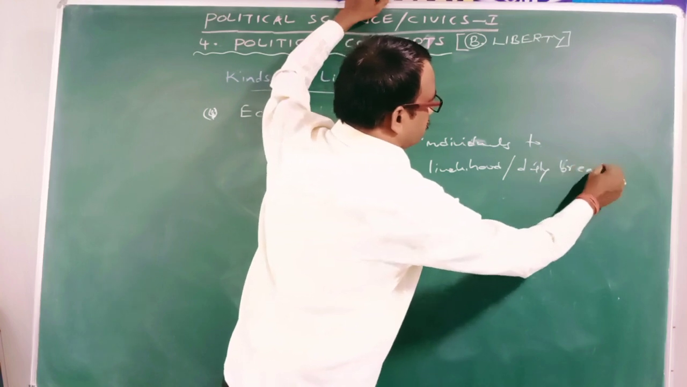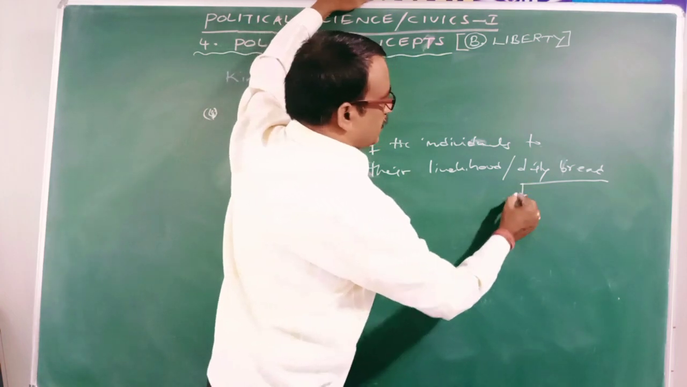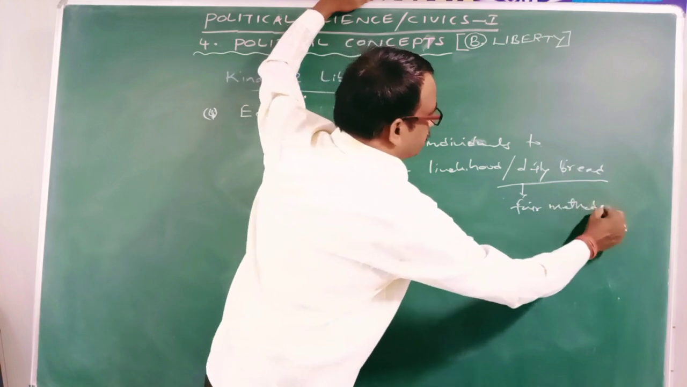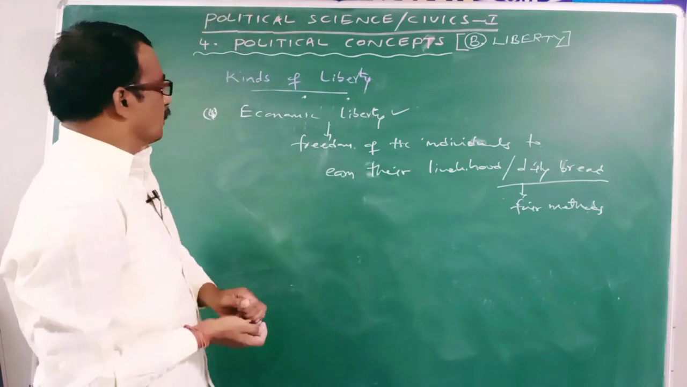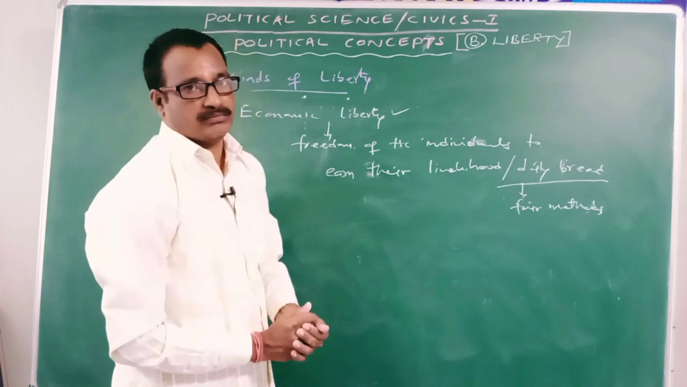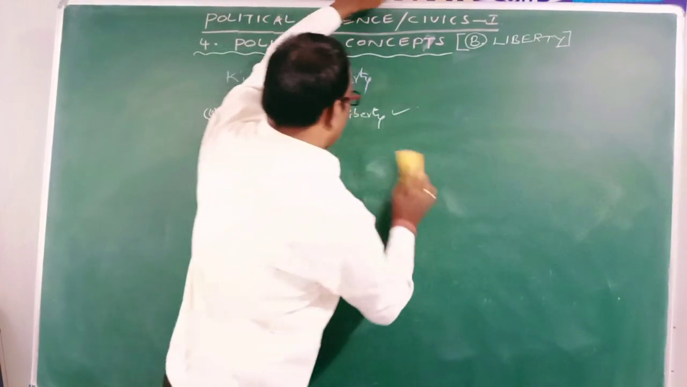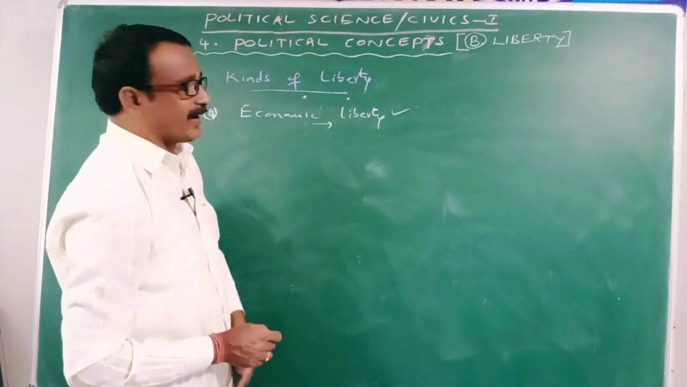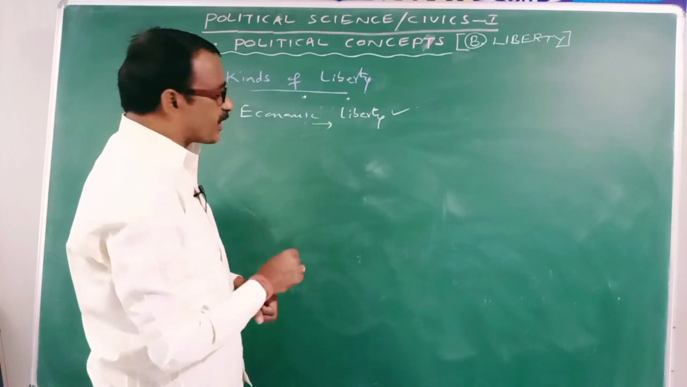Daily bread means food. By which methods? By legal methods or fair methods. Then only it is called an economic liberty. Economic liberty means the freedom of the individuals to earn their livelihood or daily bread by fair means, by legal methods only. Next, economic liberty is very essential to every individual for their economic development.